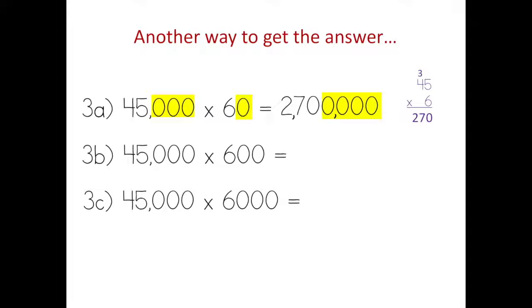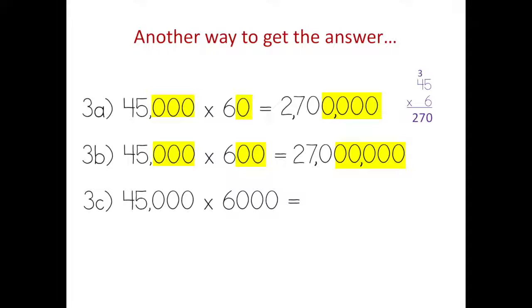So I multiplied my non-zero digits, and then I looked at the amount of place values I had and added them into my answer. Taking a look at the second example and doing the same thing, again, 45 times 6 is 270. This time I have 3 zeros in the first factor and 2 zeros in the second factor. Altogether, that's 5 zeros. So I have to account for that many place values, adding it into my product before I add my commas. And the final one, 45,000 times 6,000.